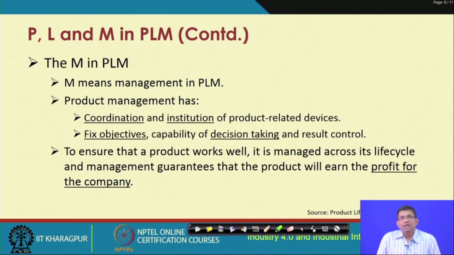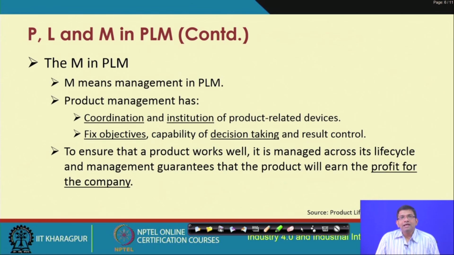M in PLM means management. So, product life cycle management, M stands for management. We are talking about product management over here, where the considerations of coordination and institution of product related devices are important. It is required to fix different objectives and enforce the capabilities of decision making and taking result of the control. These are the important considerations in the management aspect of PLM.